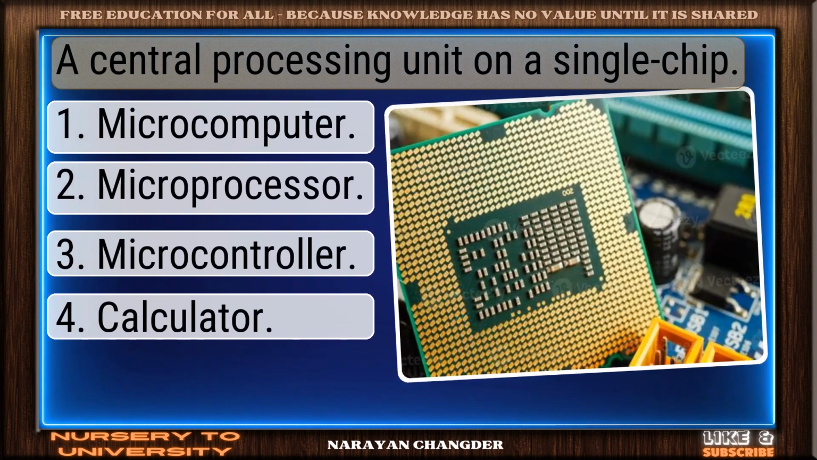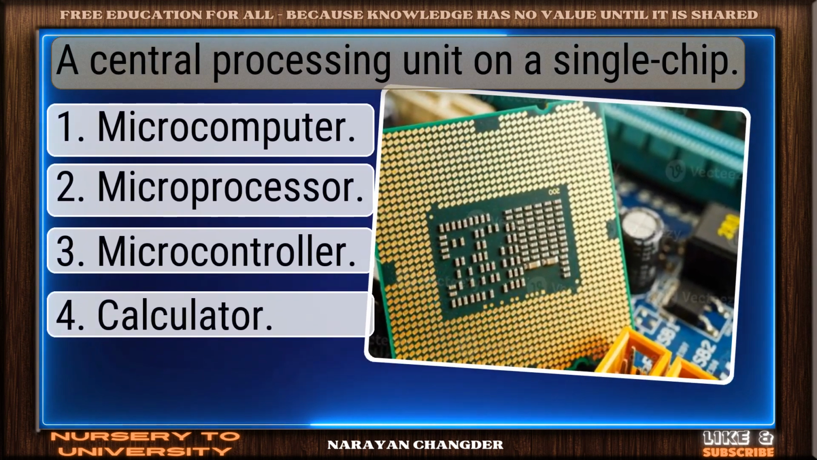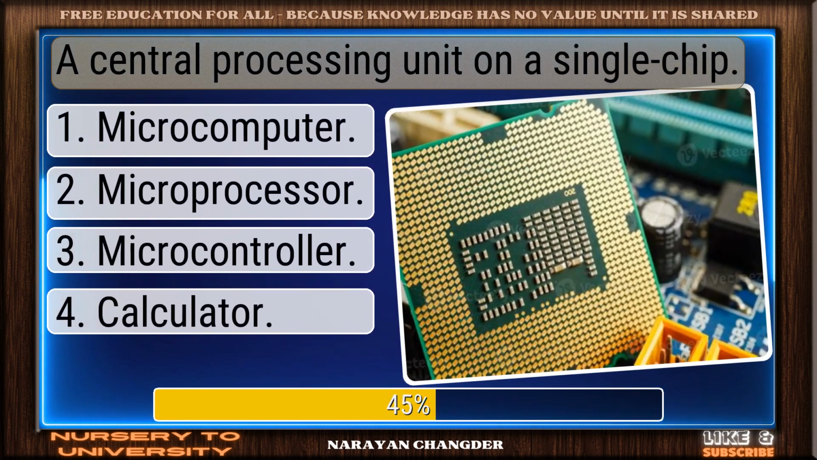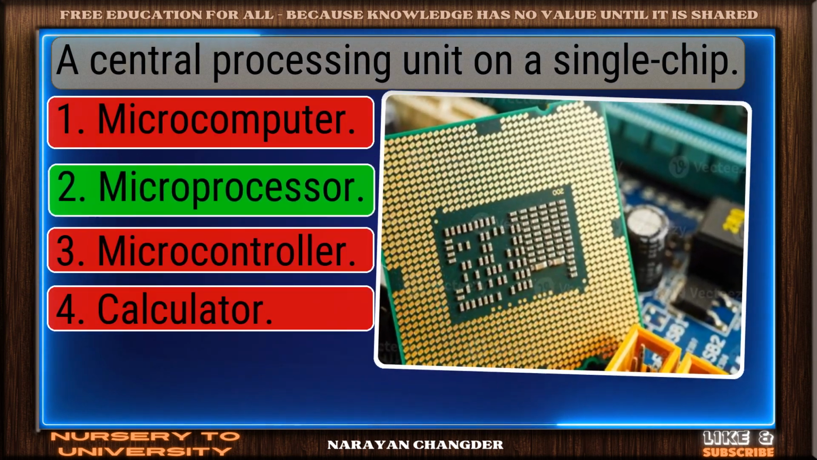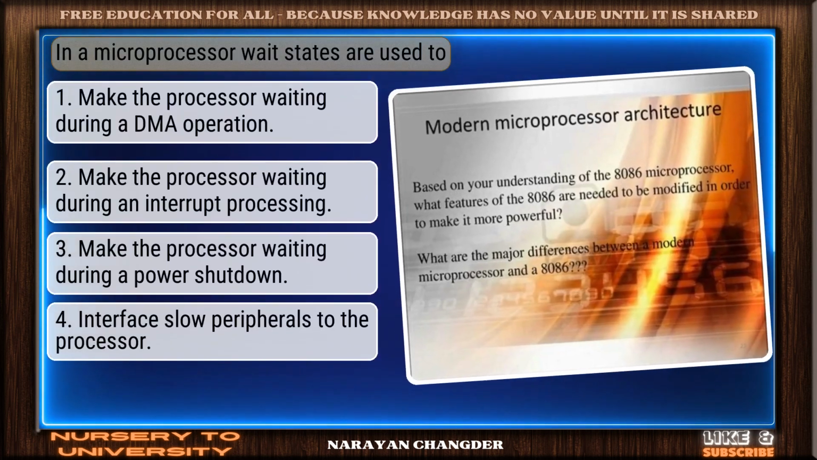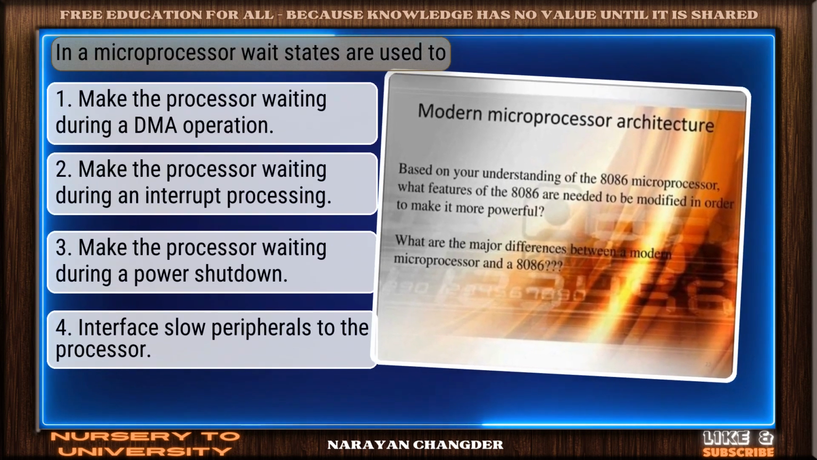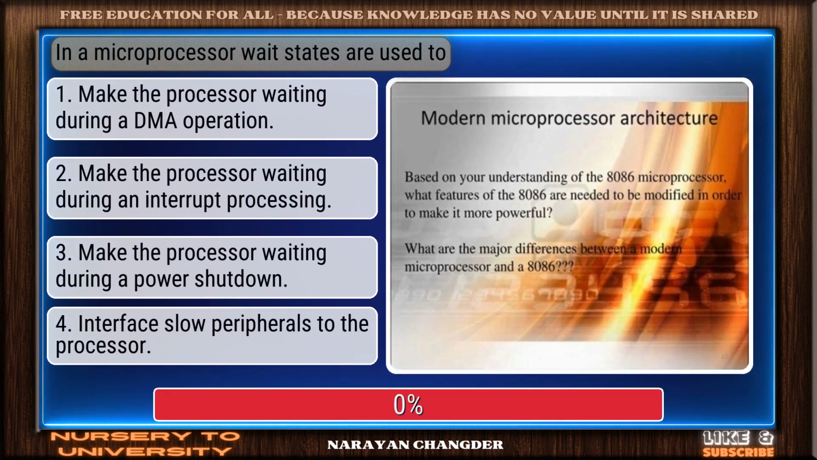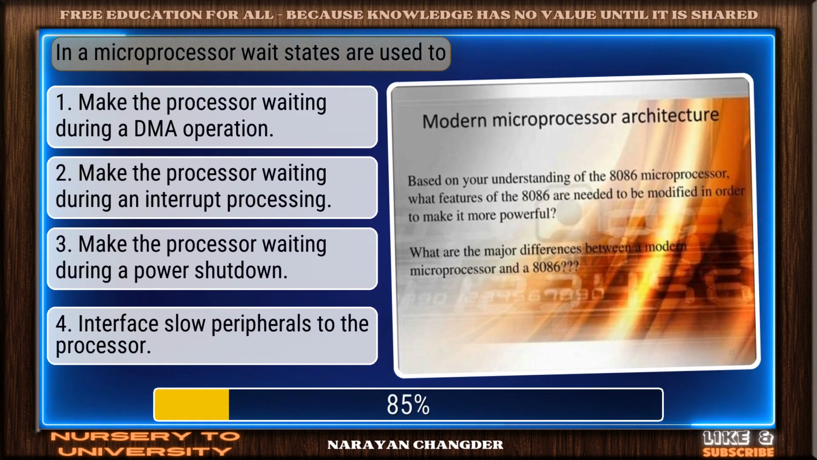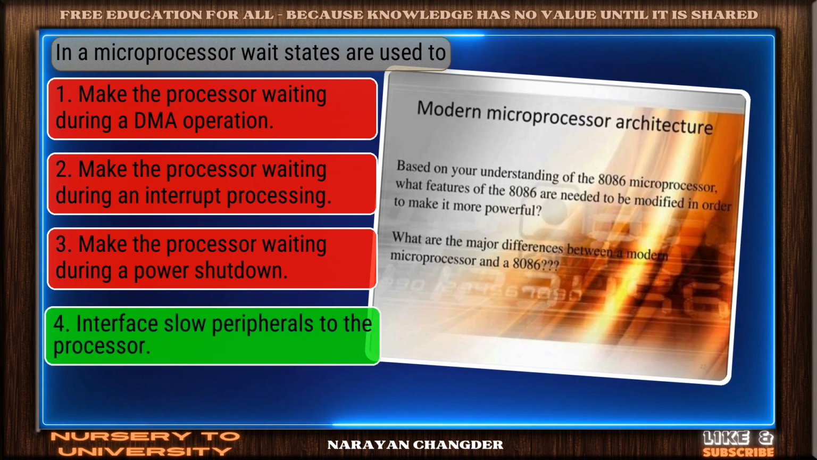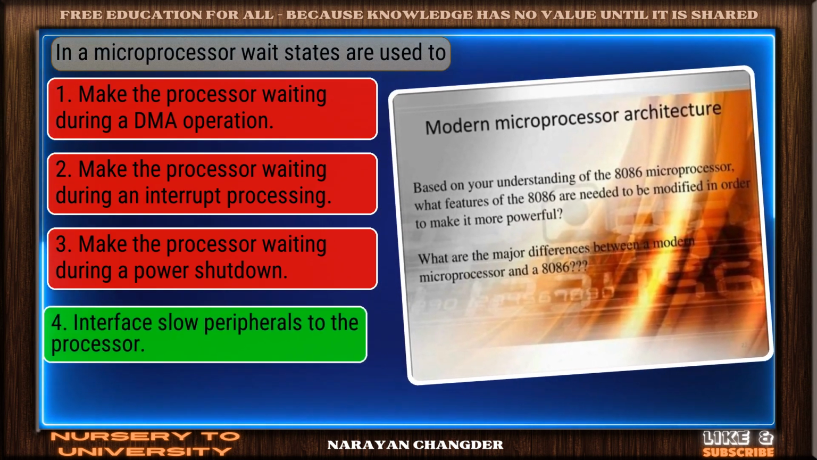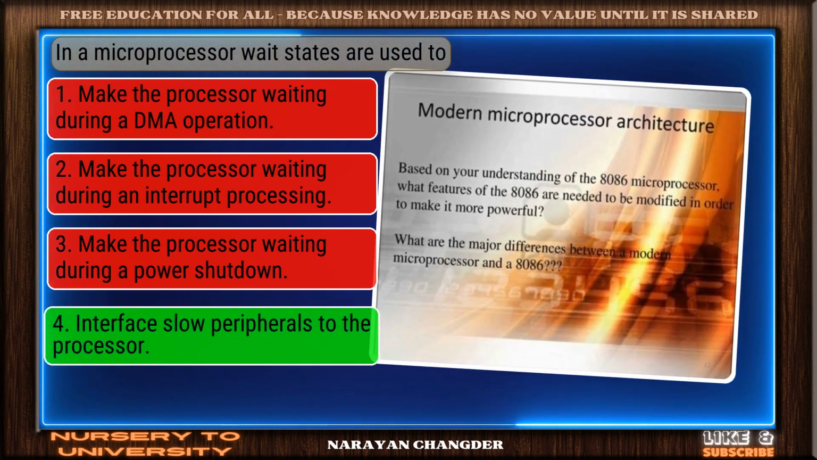Question number 23. A central processing unit on a single chip. Solid response. Microprocessor is a valid choice. Question number 24. In a microprocessor, wait states are used to. Good job. Your answer, interface slow peripherals to the processor, works well here.